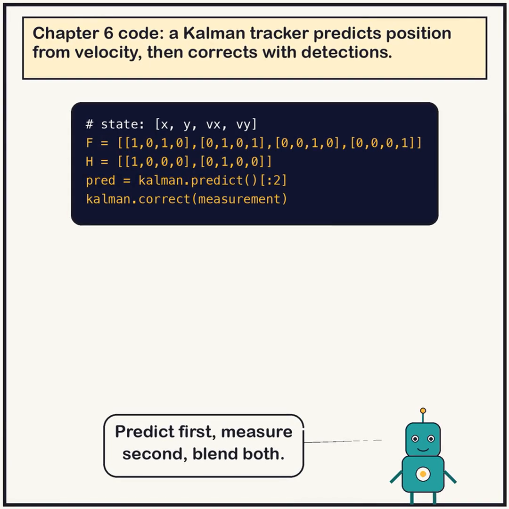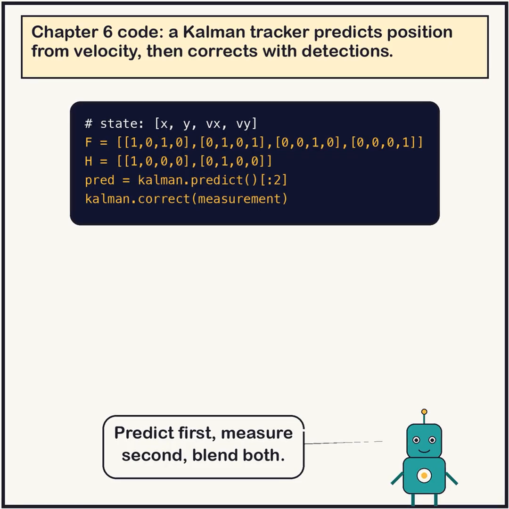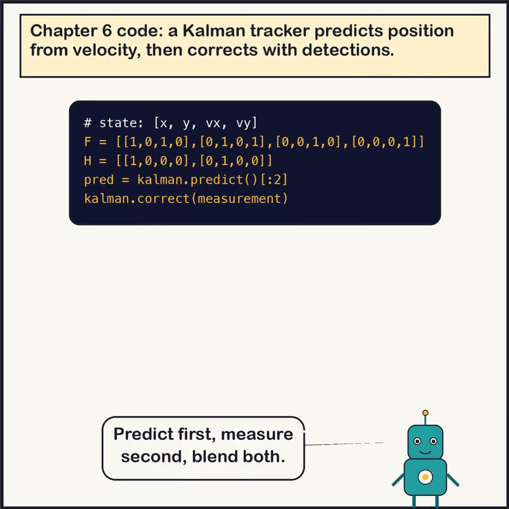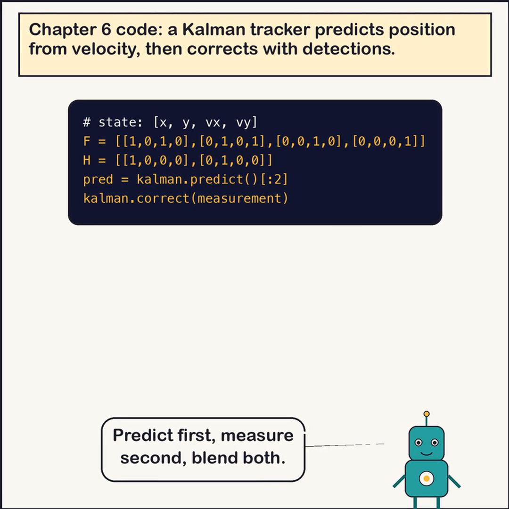A Kalman tracker keeps a state vector: x, y, velocity x, and velocity y. The transition matrix predicts that position advances by velocity. The measurement matrix says detections observe only x and y.